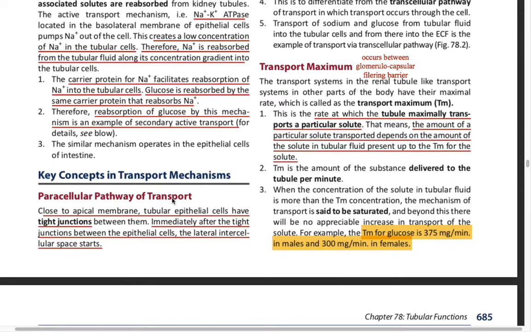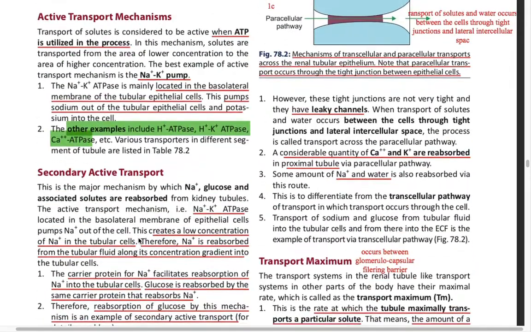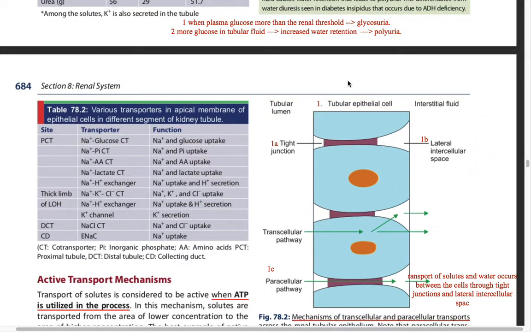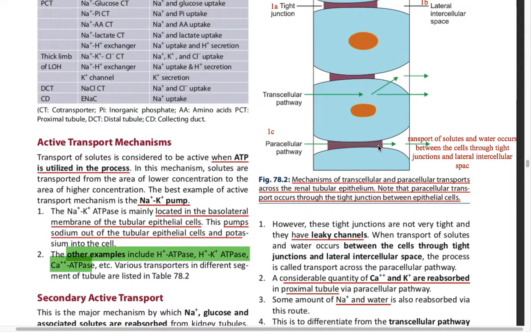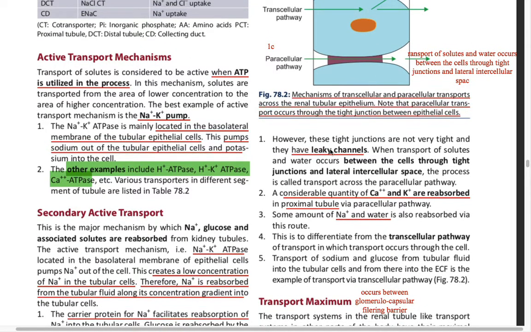First comes the paracellular pathway of transport. Close to the apical membrane of the tubular epithelial cells is the tight junction. Immediately after the tight junction between the epithelial cells, the lateral intercellular spaces start, which can be seen over here. This is the tubular epithelial cell, this is the tight junction, this is the lateral intercellular space, and this shows the paracellular pathway. The tight junction, however, has some leaky channels. When the transport of solute and water occurs between the cells through the tight junction and the lateral intercellular space, the process is called transport across the paracellular pathway.